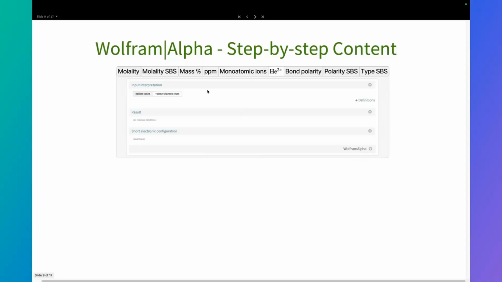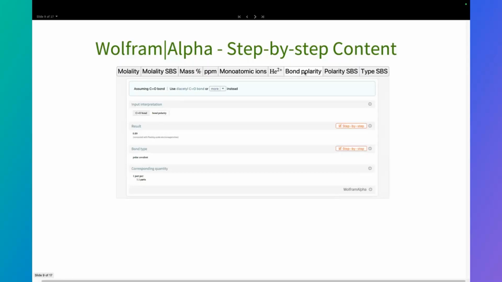We also have some more error messages coming out. For example, if you ask about valence electron count for helium 2+, well, there's no electrons, and so you get a message about that. The new bit that we're quite excited about is we're working in bonds to try and flesh out the AP chemistry curriculum.